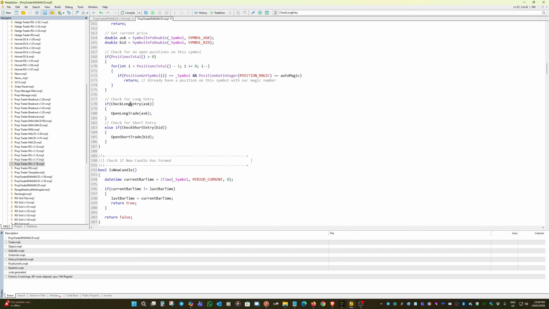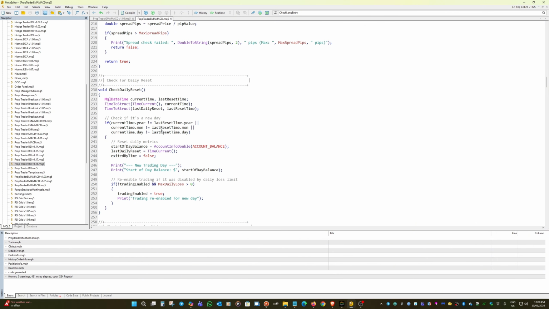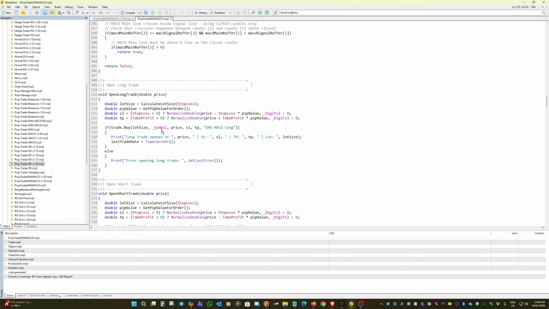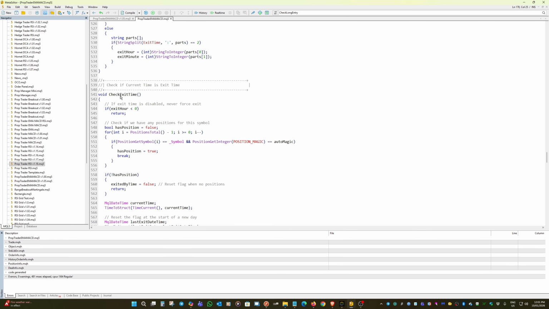And I think when it's placing the orders, it does that automatically. But when it's actually checking the orders, I think it should also be looking at the magic number as well. So let's have a look here at this level. So when it's checking now for things like the entry time and exit time, it's looking at the symbol and also the magic number.